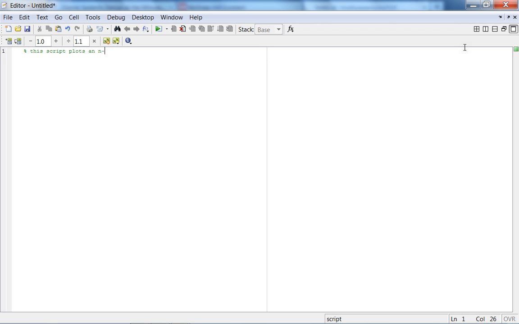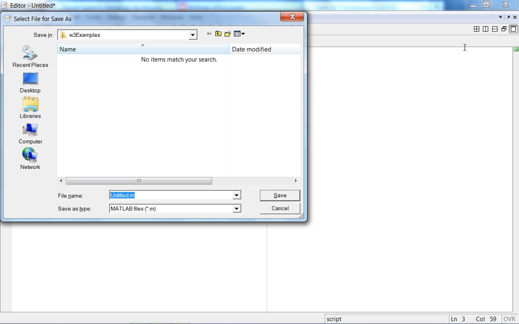plots an n-gon whose vertices are specified by x is cosine of 2 pi k divided by n, and y is sine of 2 pi k divided by n, and k goes from 1 to n using MATLAB notation. We will plot the n-gon with yellow sides and a red fill. Okay, so let me save this under week 3 examples. I'll call this problem 4-3.m.